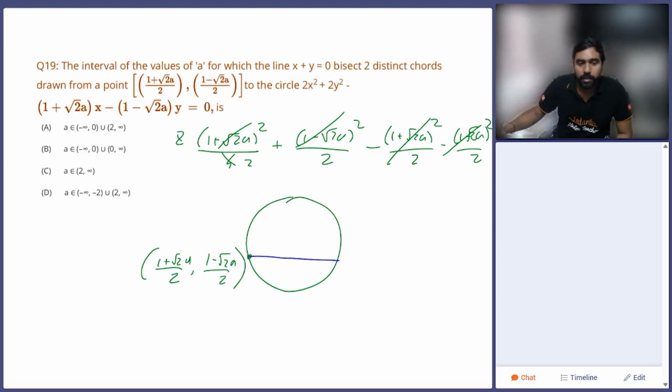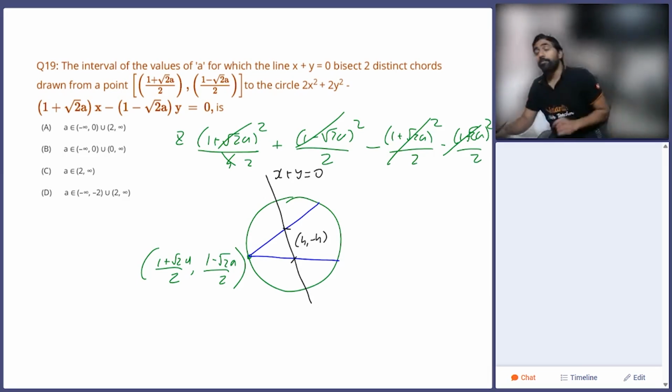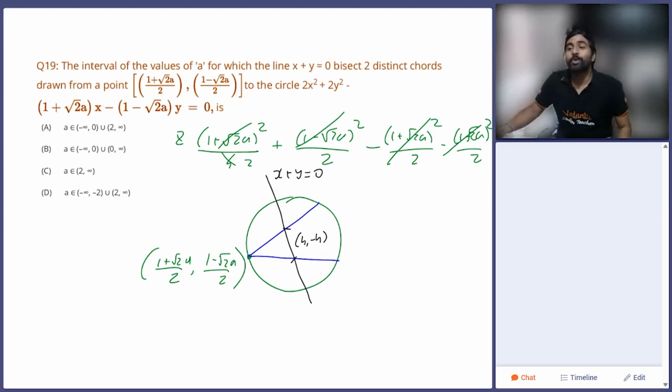You've been told that you can draw two chords over here which are basically bisected by this line x plus y equals to 0. Basically this point, if I assume (h, minus h), I have to prove that there are exactly two values of h possible. How can I do this?